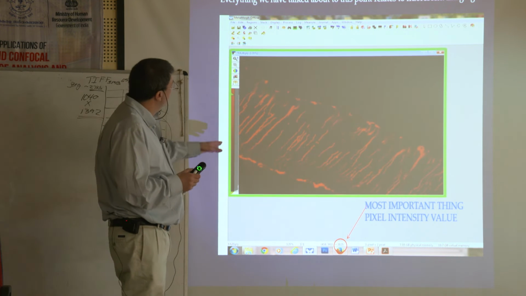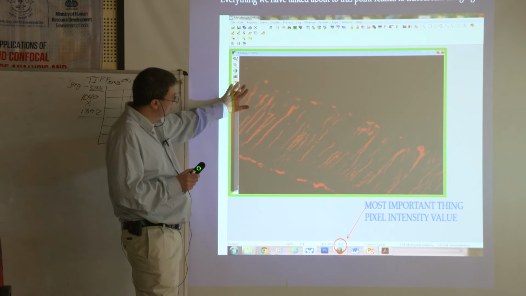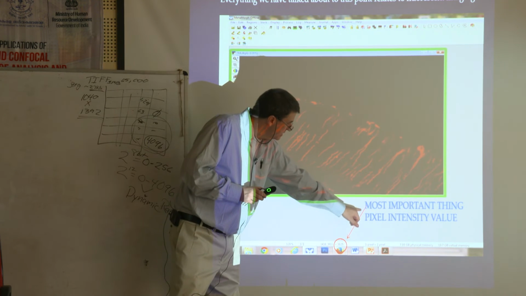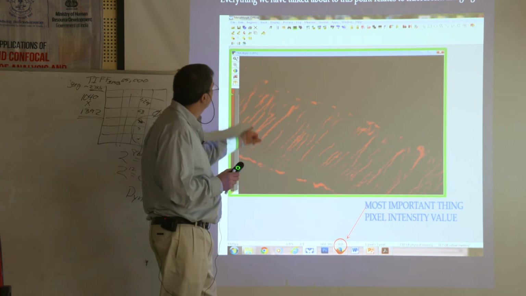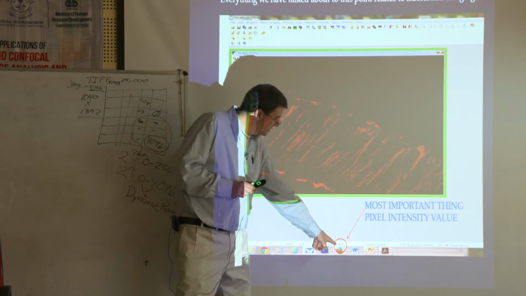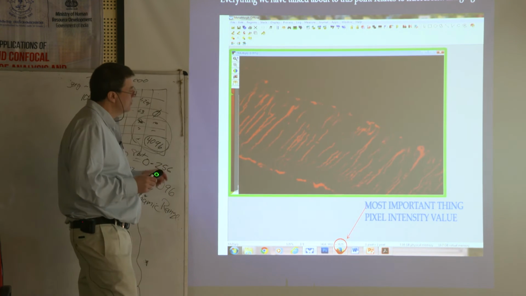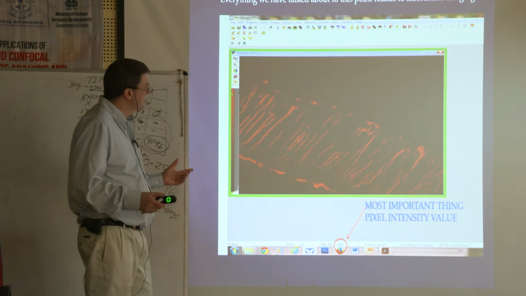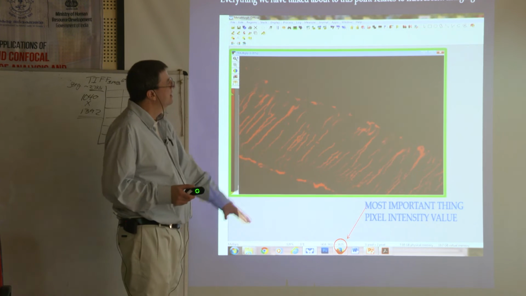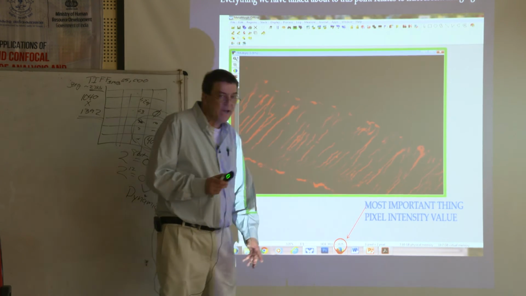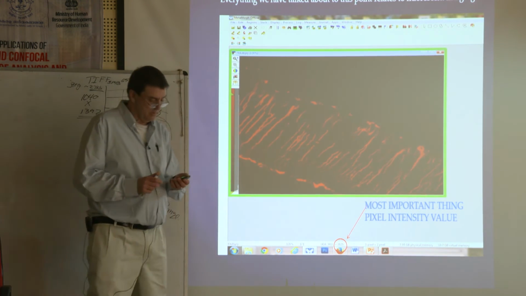When we get into Metamorph a little bit later today, you'll see a screen like this. What you'll see is that the most important thing is that anywhere I put the cursor, you'll get a pixel value out, one of these numbers. Once we start talking about image analysis, you'll understand that the most important thing on the entire Metamorph screen will be this right here, the value of any given pixel.